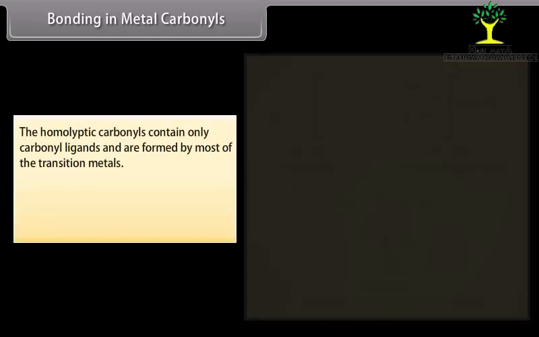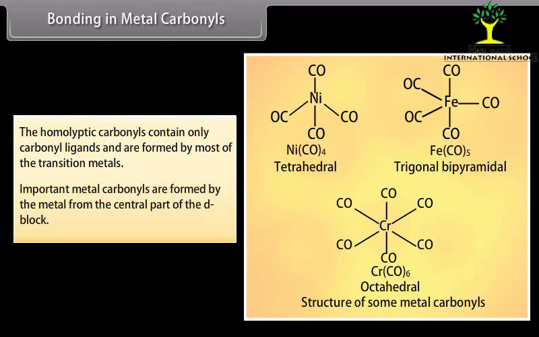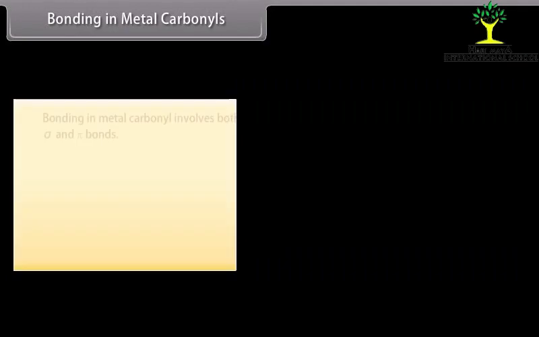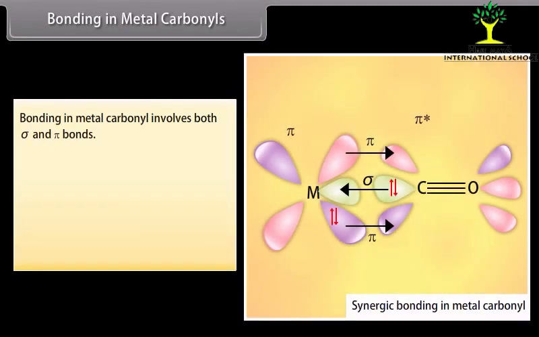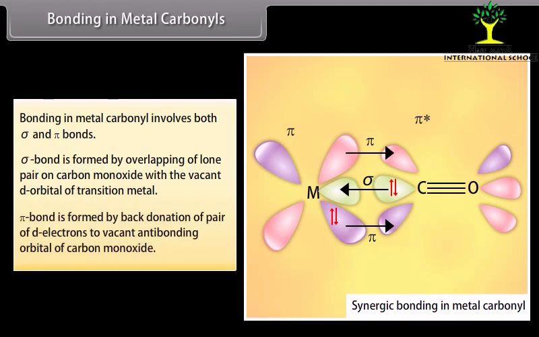Bonding in metal carbonyls. The homoleptic carbonyls contain only carbonyl ligands and are formed by most of the transition metals. Important metal carbonyls are formed by the metals from the central part of the d block. Bonding in metal carbonyls involves both sigma and pi bonds. The sigma bond is formed by overlapping of the lone pair on carbon monoxide with the vacant d orbital of the transition metal. The pi bond is formed by back donation of a pair of d electrons to the vacant anti-bonding orbital of carbon monoxide.